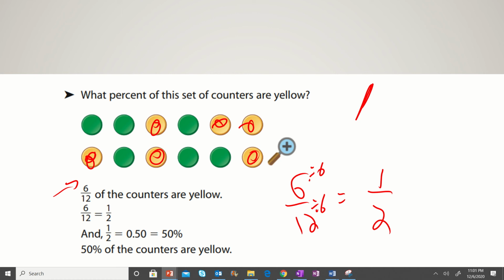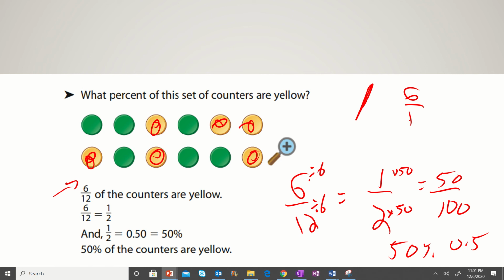Now what I can do is, I know 2 times 50 is 100, so I'm going to do times 50 up top. I'm going to get 50 over 100. Well, 50 over 100 is 50%. It's also 0.5, right? So 1 over 2, or 6 over 12, is equivalent to 50%, 0.5, or 50 over 100.